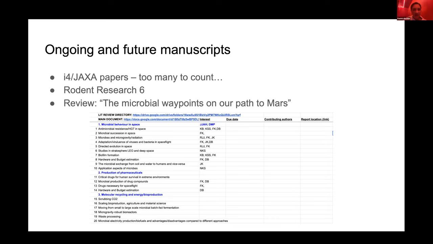Something which is really exciting, which is getting really, really big. There are many, many stakeholders, and at some point we're thinking of writing a book, another review.